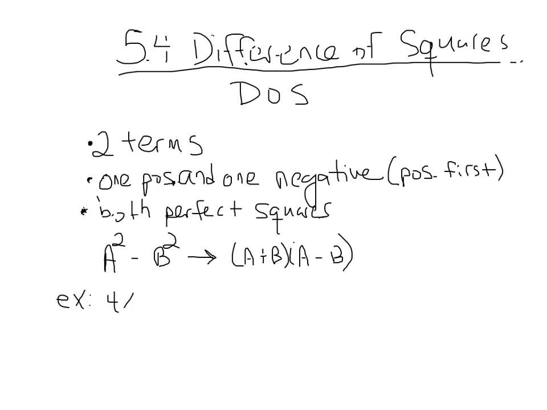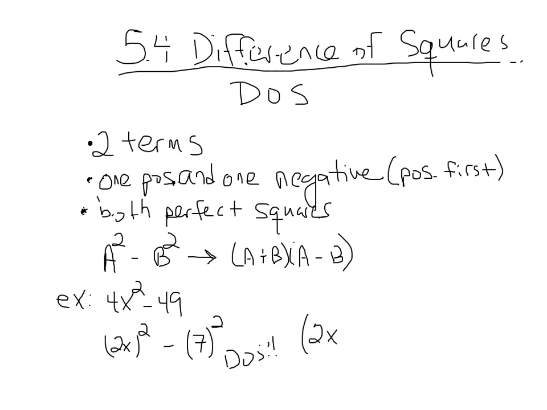If I asked you to factor 4x squared minus 49, we could show that the first term is a perfect square. We're squaring 2x. We can show that the last term is a perfect square. We're squaring 7. And that proves it's a DOS. And therefore it will factor into 2x plus 7 times 2x minus 7.